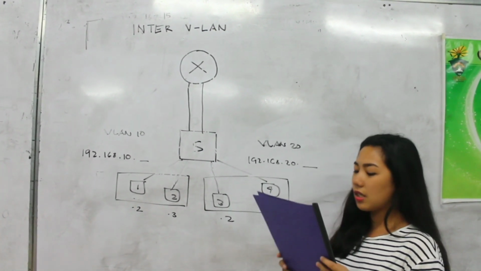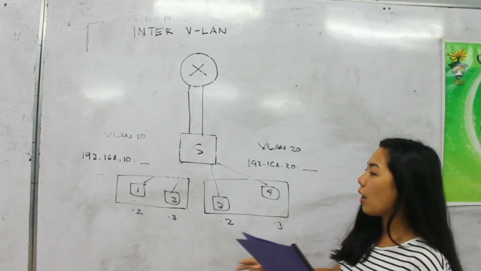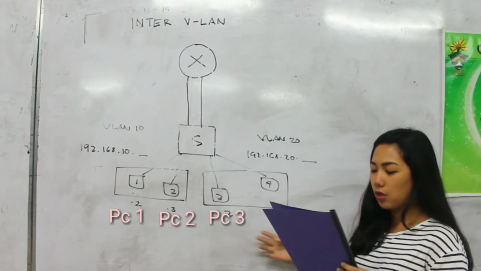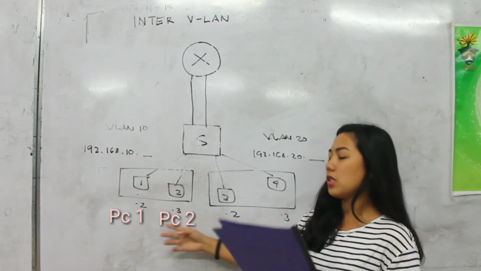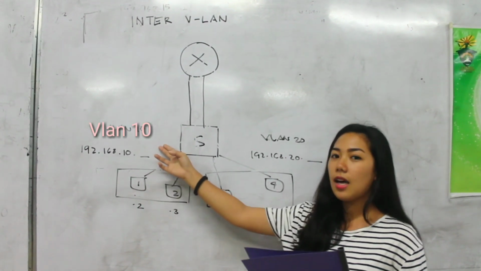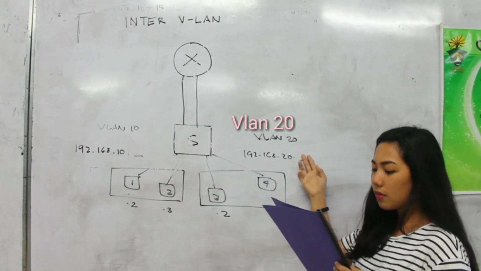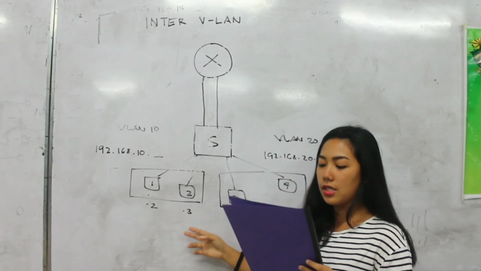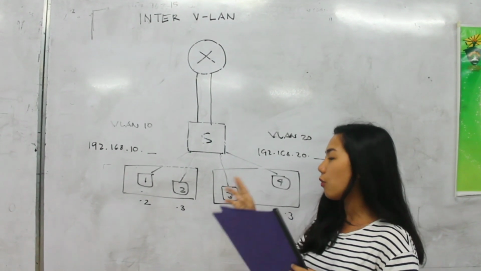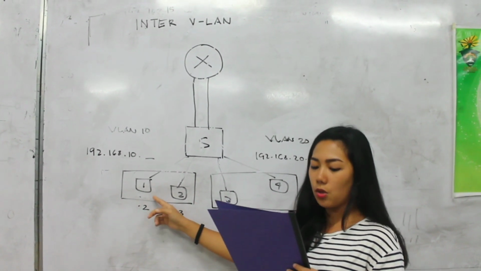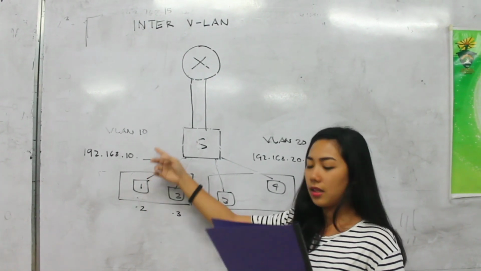As you can see in the diagram, we have PC1, PC2, PC3, and PC4. PC1 and PC2 are in VLAN 10, and PC3 and PC4 are in VLAN 20. So the information destined for PC3, from PC1, leaves PC1 with the VLAN 10 tag.